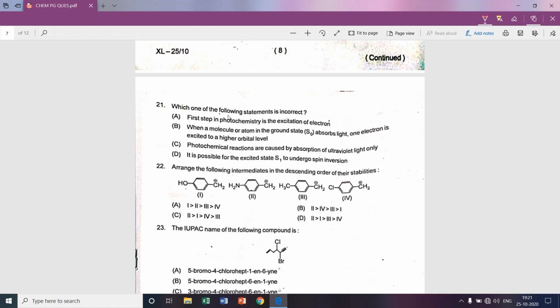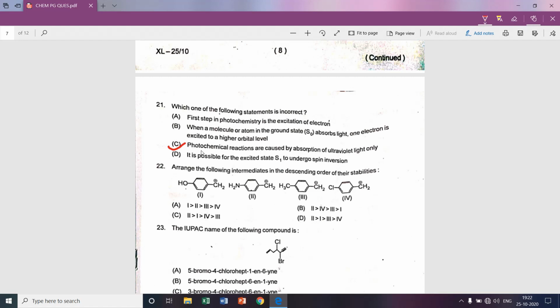Then question 21. Which one of the following statements is incorrect? All the options A, B and D are correct, but option C is incorrect, which is your answer. That is, the photochemical reactions are caused by absorption of UV light only. This is the incorrect statement.